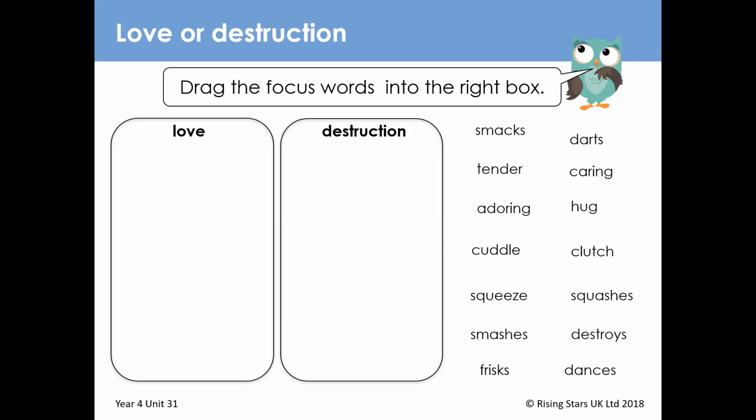Squashes, destruction. Destroys, destruction. And dances could either mean love or destruction, because in this case, dances means play, and the leopard is playing with the antelope to kill it, though, to destroy it. So it could go in either. Okay, but don't worry if you didn't get them all correct, because we all have different opinions on how those words could be put into different contexts.